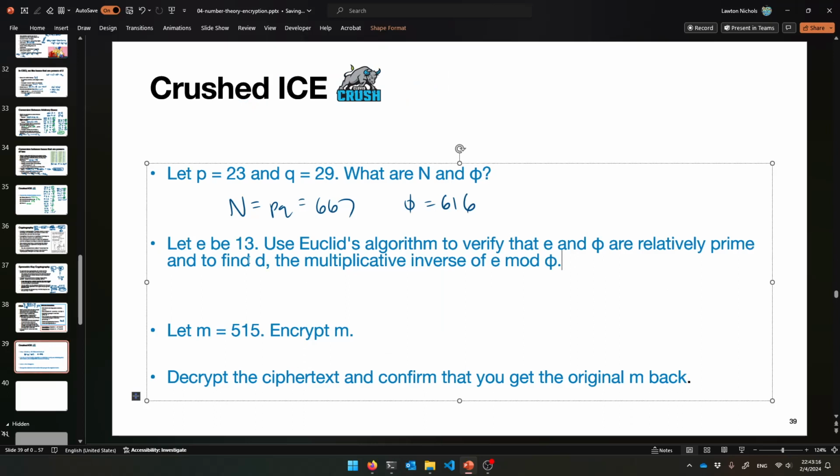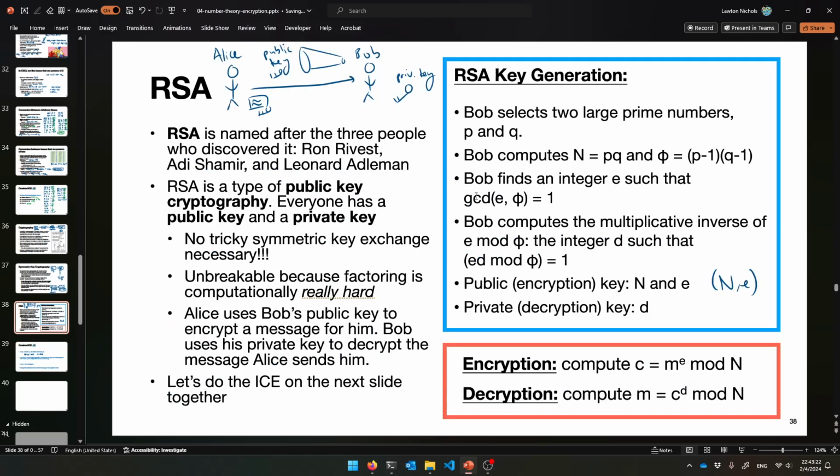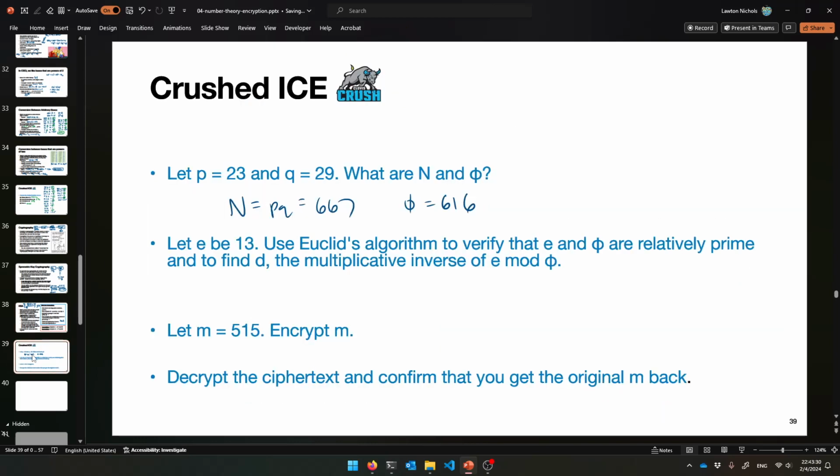And then we also want to find d, the multiplicative inverse of e mod phi. So we can get these both in one fell swoop, right? Because we can use the extended Euclidean algorithm to find that multiplicative inverse, assuming they're relatively prime and the GCD is 1, all right? So let's do our work on the next slide. We're going to need some room for this part.